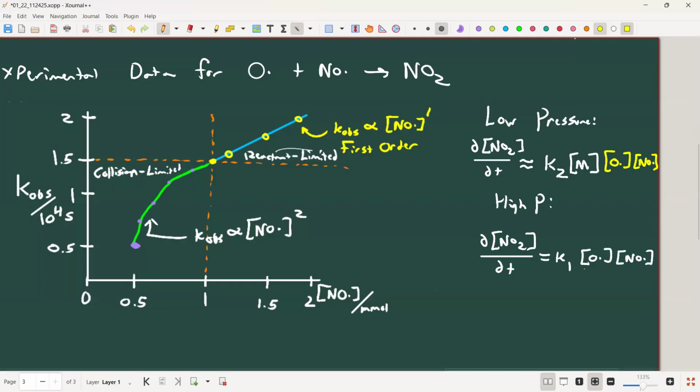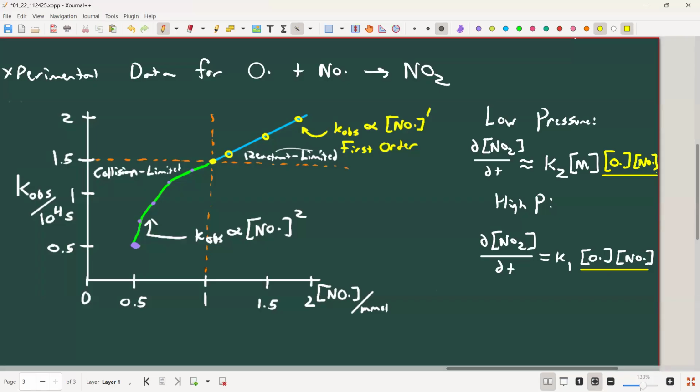Right? So if I underline the things that are in common with each other, at low pressure, there's this additional factor of collision partners. The rate is dependent on this K2 value, the collision rate, times the concentration of the collision partner. And here it's just a number times the concentration of NO.